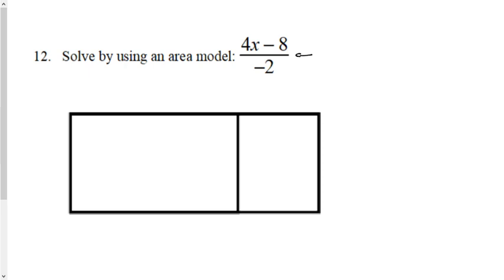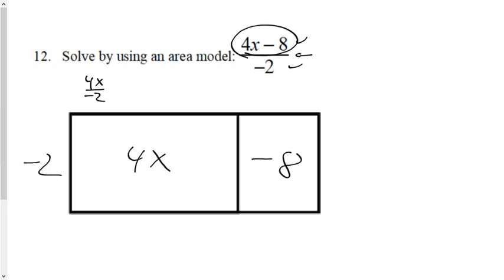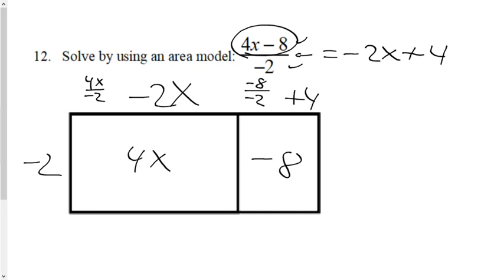Here we have division. We have a binomial and monomial. Your binomial, the top number here, will actually represent your area. So it's going to be a 4x in here and a negative 8 over here. And your other one is negative 2. So this side here will be 4x divided by negative 2, and this side will be negative 8 divided by negative 2, which will mean this side here is negative 2x, and this side over here is a positive 4. So therefore your solution is negative 2x plus 4.